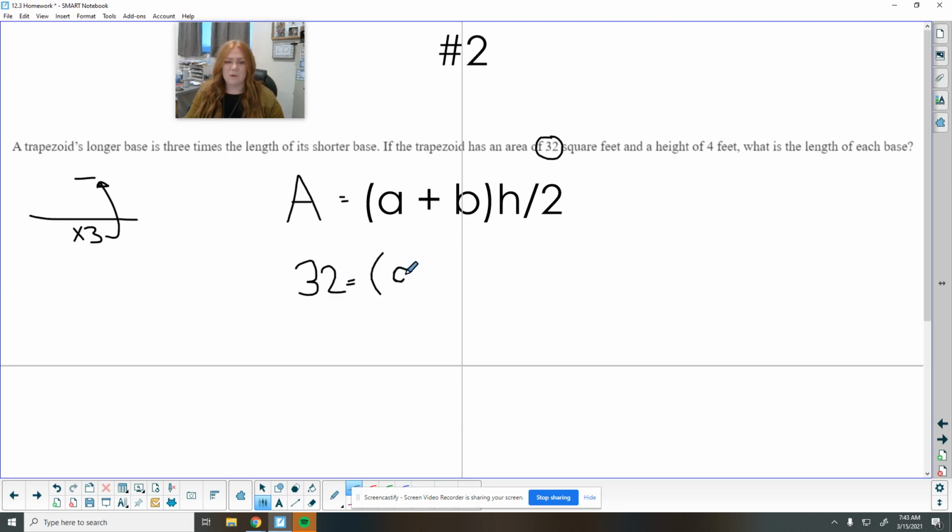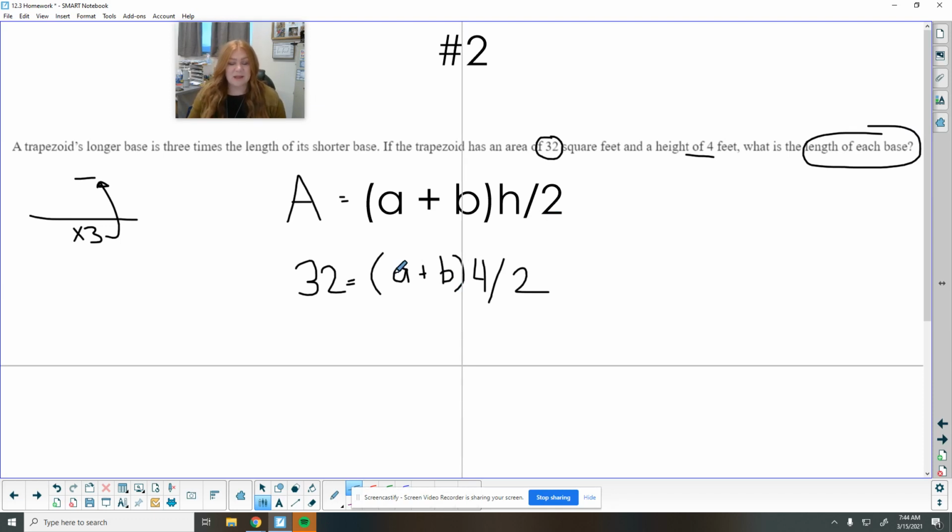We know we don't know these yet. We just know that the second one, the longer one, is 3 times bigger than this one. The height is 4 feet. And again, we'll always cut it in half. So we want to find the length of the bases, so we're looking for A and B. We're going to be working backwards here.